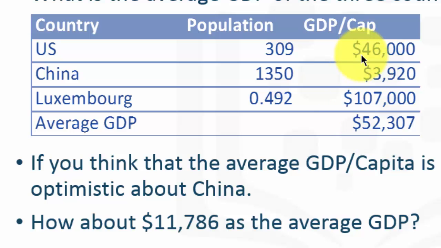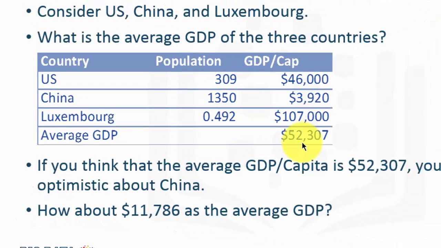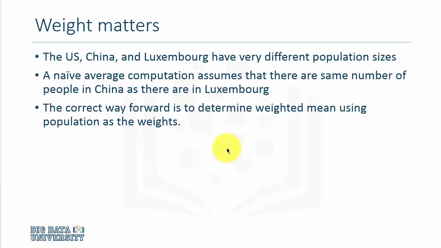If I were to compute the average GDP per capita for these three countries, US, China, and Luxembourg, I would add these three up and we'd end up with $52,307. That would be a wrong average calculation. $52,000 is rather optimistic when it comes to an average GDP for the three countries. It's more like $11,786, and here's the reason.